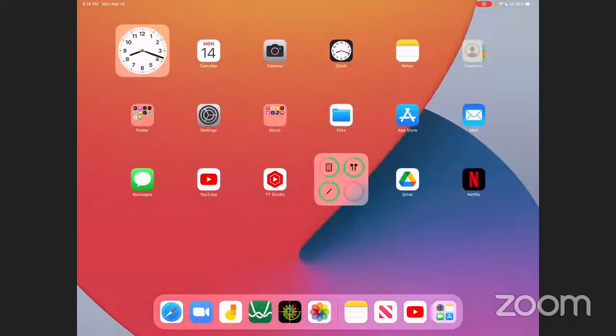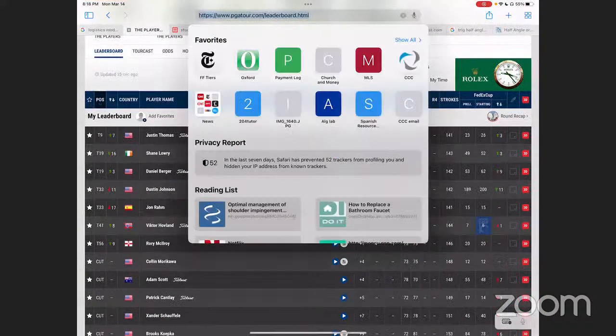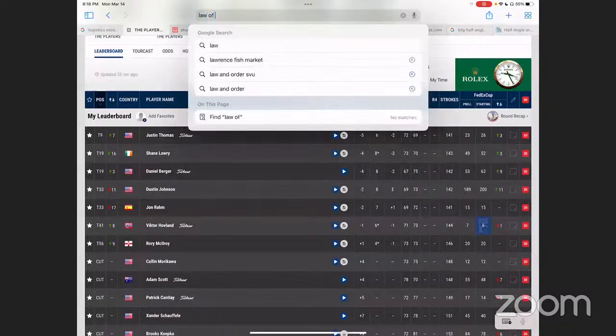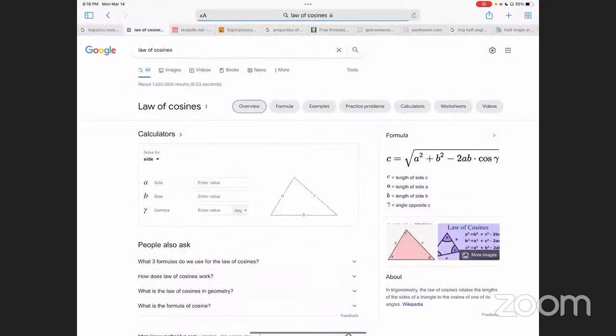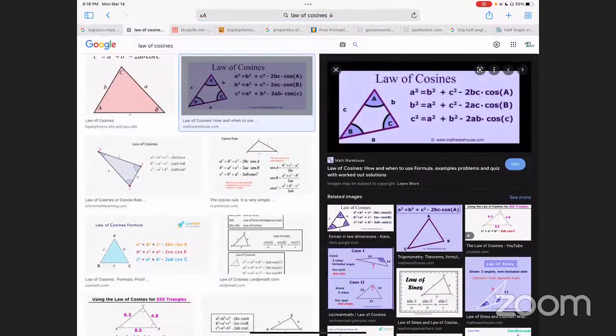Can you still see my screen? Yeah. I'm teaching you how to look up stuff. Law of cosines. You can see that I was watching the Players Championship. Law of cosines: a squared equals, oh, it's 2bc and it's minus. Oh, and it's squared. My bad, I was pretty far off. So it's a squared equals b squared plus c squared. Here it is.